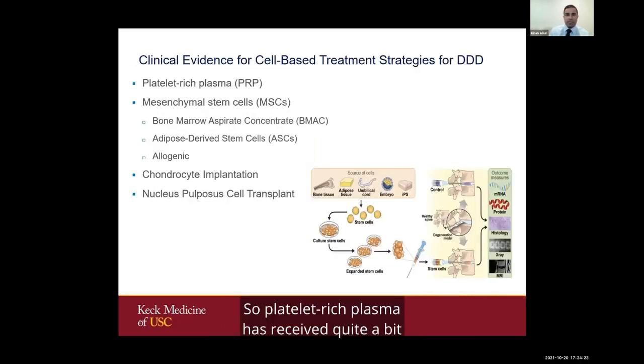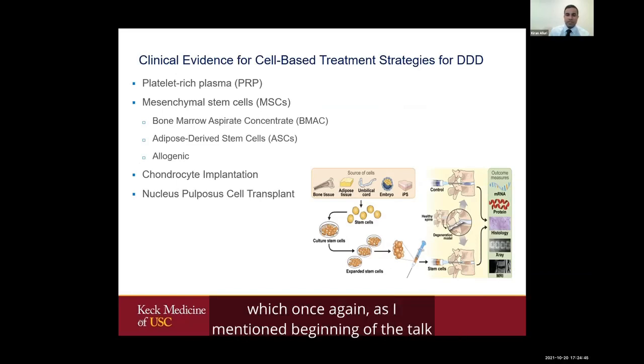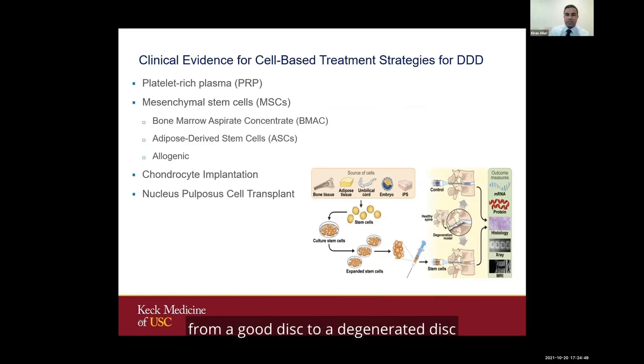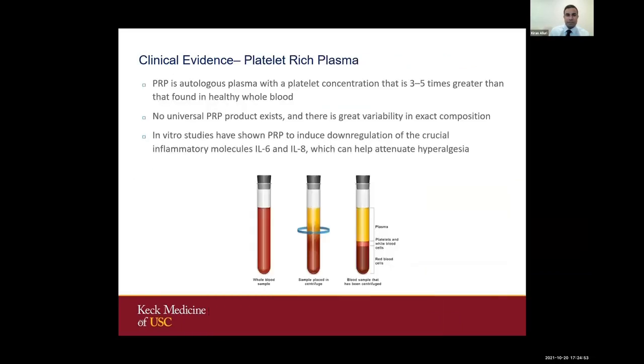So platelet-rich plasma has received quite a bit of attention in treating lumbar degenerative disc disease, as have mesenchymal stem cells that have been harvested from either bone marrow or fat. And a few studies have started to look at taking chondrocytes and implanting them into the degenerative lumbar disc. And one study out of Japan has actually looked at taking good, healthy nucleus pulposus cells, which once again, as I mentioned at the beginning of the talk, are that inner layer of the disc, and transplanting them from a good disc to a degenerated disc to see if there's an improvement in clinical symptoms.